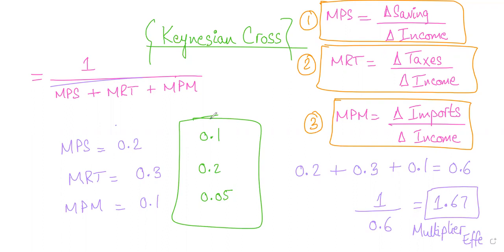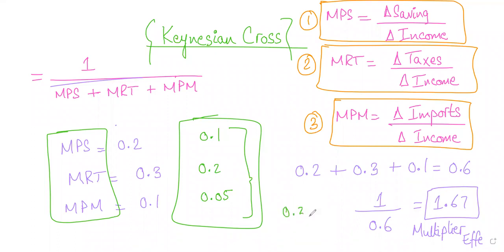If you use these values of the three leakages over here, would you expect the multiplier effect to be bigger or smaller? And can you tell me the reason for that? Just look at the values, just do the sum. So 0.1, 0.2, 0.3, and 0.35.